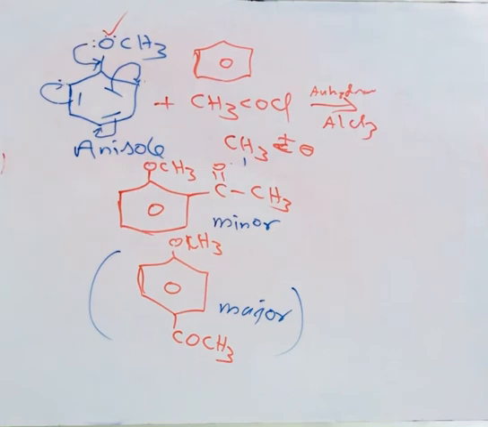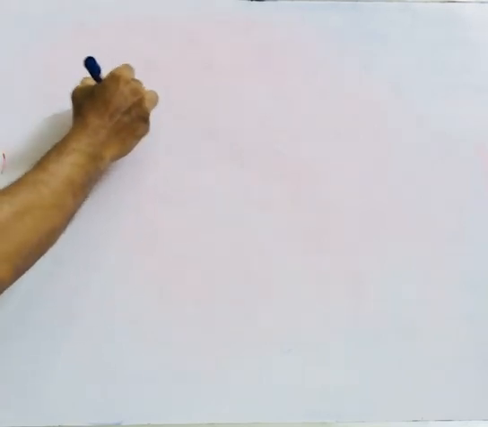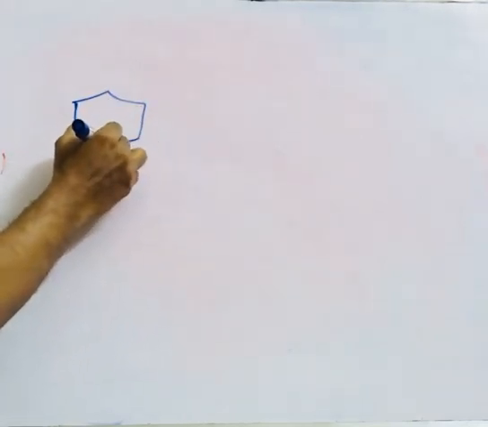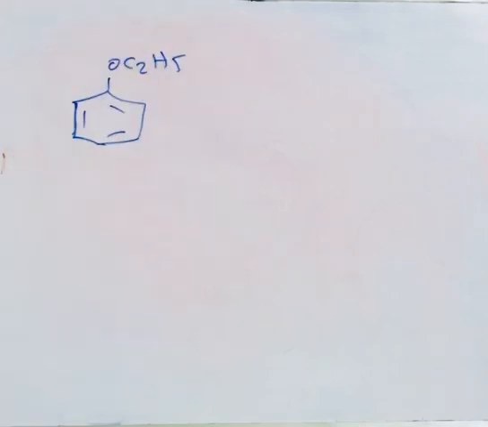And another question we will see. One more question we will see, then we can stop in this class. Ethers. The reaction of ethoxybenzene with HBr, what will be the product? Ethoxybenzene is OC2H5 attached to benzene.